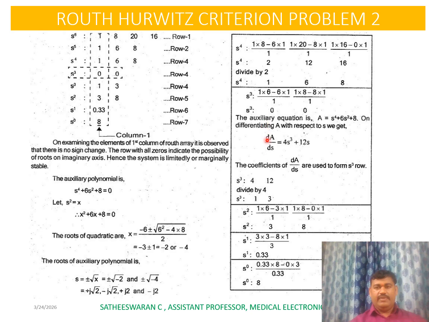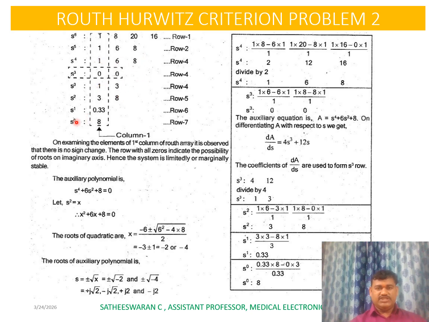It is divisible by, consider this as A, differentiate A with respect to s, so this will become 4s power 3 plus 12s, 0 is divisible by 4; 1 4s are 4, 3 4s are 12. Again it can be written as s power 3 row, which can be written as 1 and 3. We have to compute s power 2 row: 1 into 6 minus 1 into 3 by 1, value 3. Then again 1 into 8 minus 0 by 1, 8.